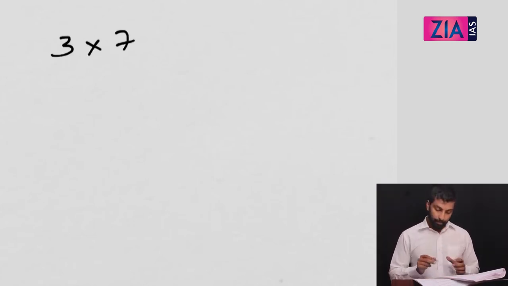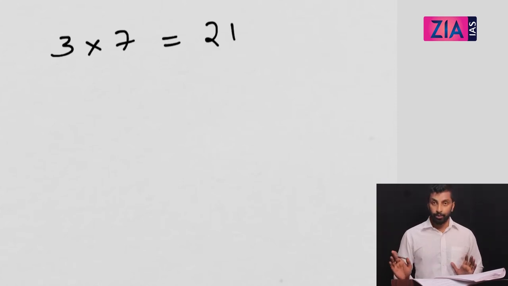Now one more interesting and important point which I need to tell you is that you may get questions based on that. Let's suppose you have two numbers. Okay, so let's take 3 and 7. What is the product? 21. Okay, so 3 into 7, product is 21. Let's note it down.